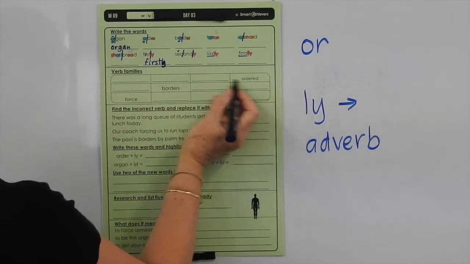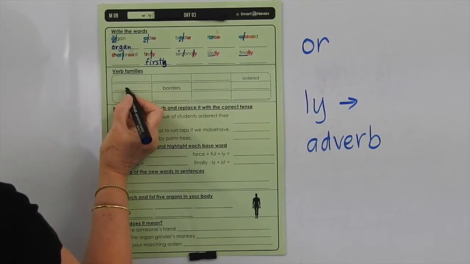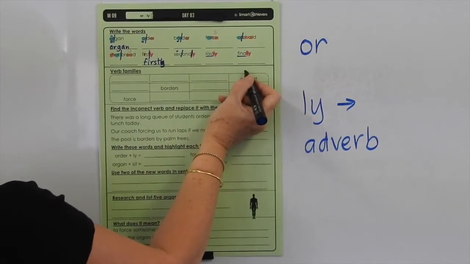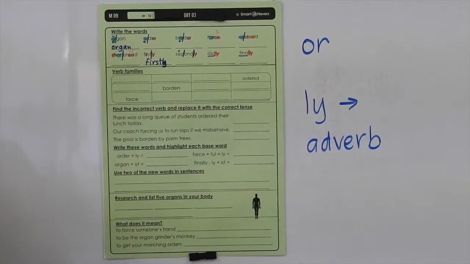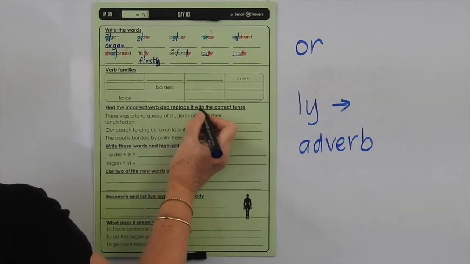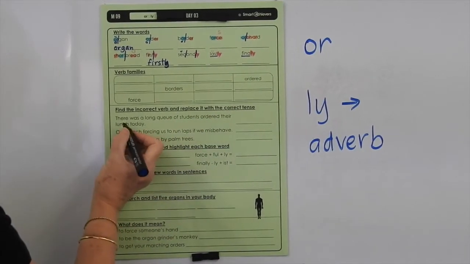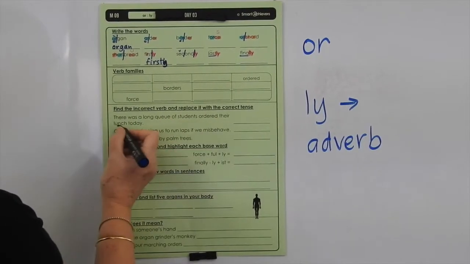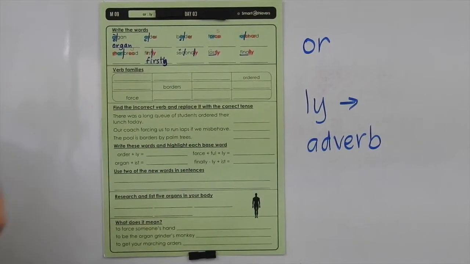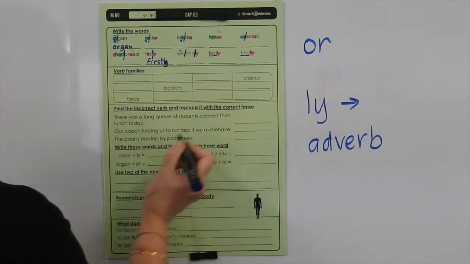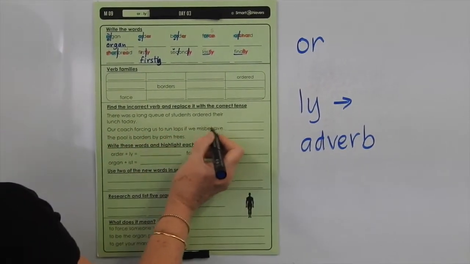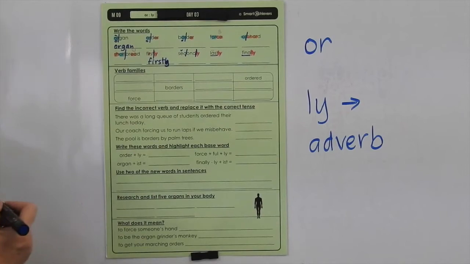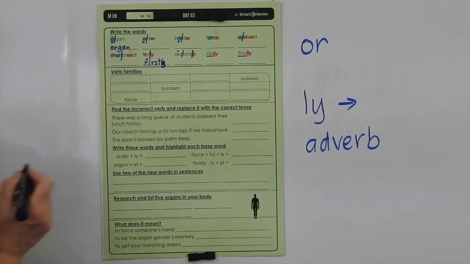Verb family, so the base words would be order, border, force. Here you're adding the S, here you're adding the ing, and here you're quite often adding ed to make it into its past tense. Find the incorrect verb and replace it with the correct tense. So there was a long queue of students ordered their lunch today. That's quite hard to read incorrectly because I already wanted to say ordering their lunch today. You have to find the verb that is wrong and rewrite it here in its correct tense so the sentence sounds better and works better.